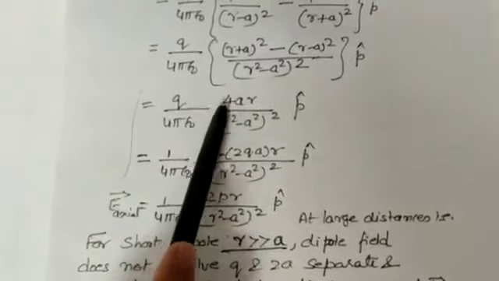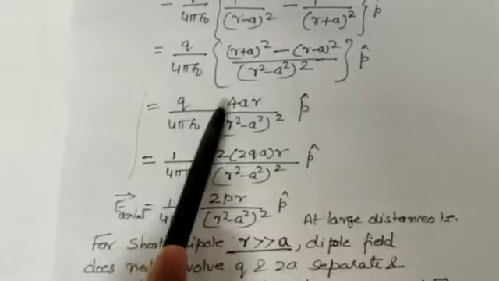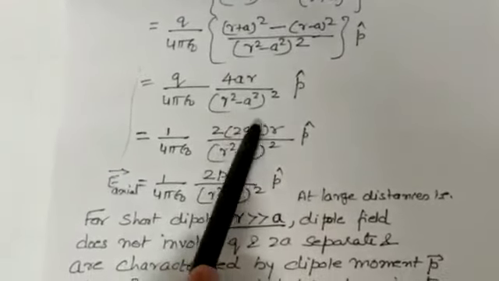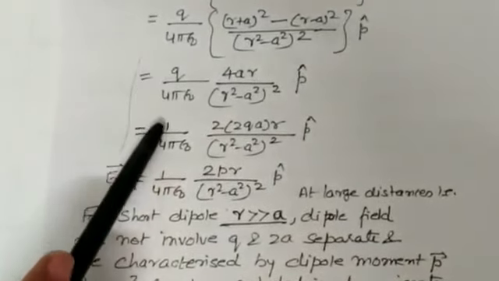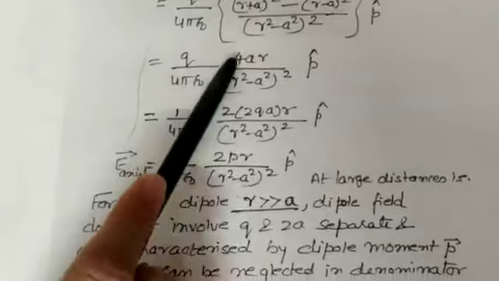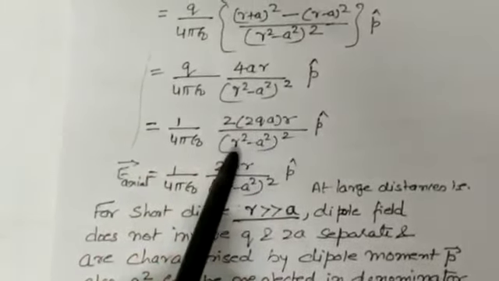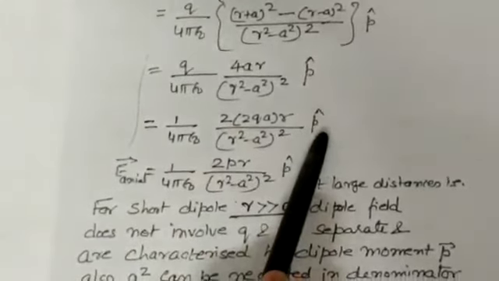Now we break 4a into 2 and 2a, take 2a with q, and adjust q into 2qa as the dipole moment magnitude. So your formula will now be written as 1 by 4 pi epsilon naught, 2 and then 2qa into r by (r square minus a square) whole square p unit vector.